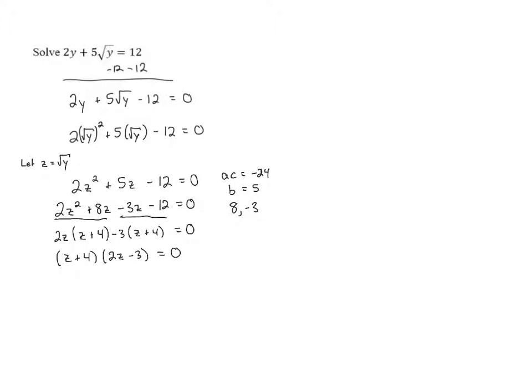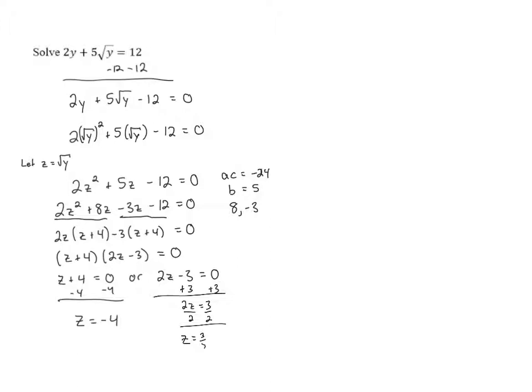Now we can apply the zero factor property and set each of those factors equal to 0. Z plus 4 equals 0, or 2z minus 3 equals 0. And we can solve each of these equations. If we subtract 4, that gives us z equals negative 4. And in the other equation, we can add 3 to both sides, giving us 2z equals 3. And to get z alone, we divide by 2. So that gives us z equals 3 halves.